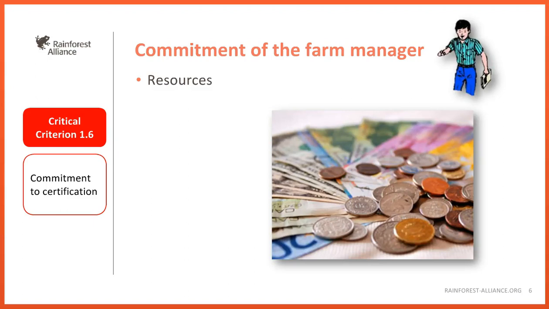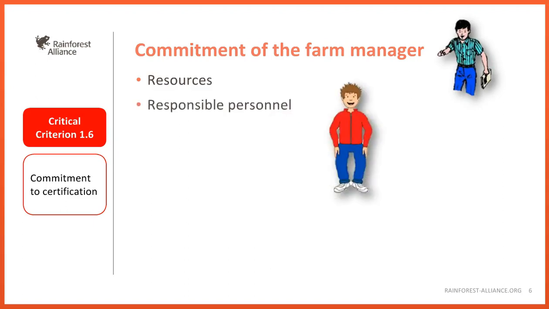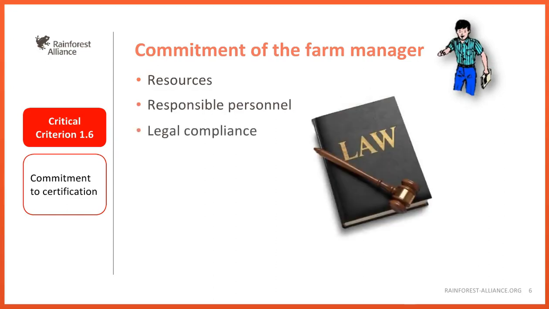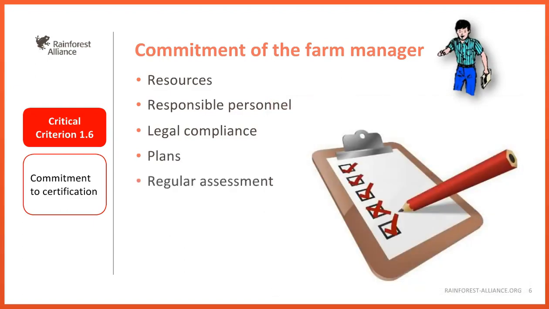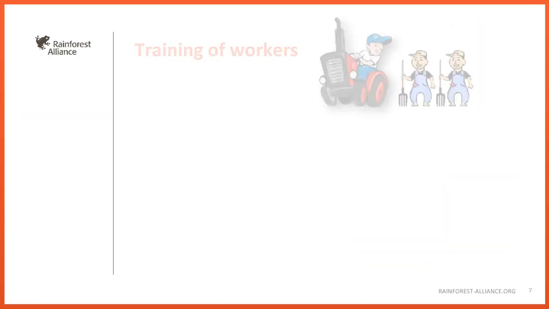He or she needs to designate responsible personnel who ensure the implementation of the farm management plans. He or she needs to ensure that the farm is complying with applicable laws of the country. No illegal activity should be allowed on the farm. He or she needs to develop and update the farm management plans, which were explained in detail in the previous training module. He or she needs to regularly check whether the farm is complying with all the applicable criteria in the standard.